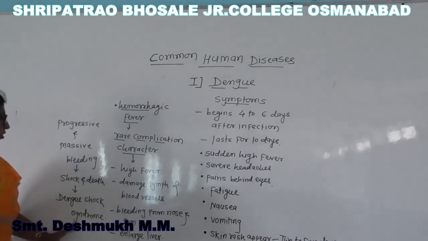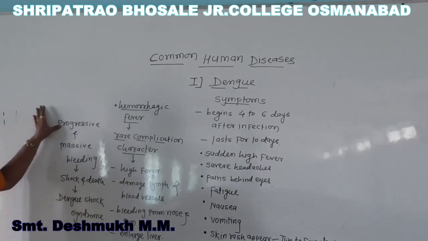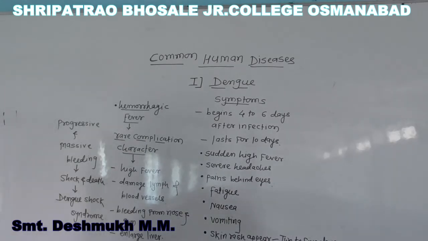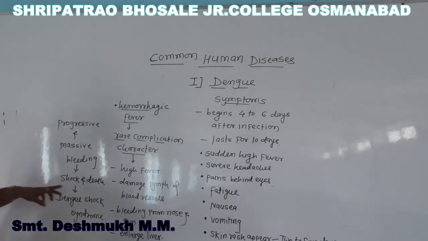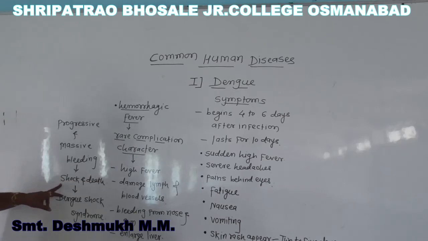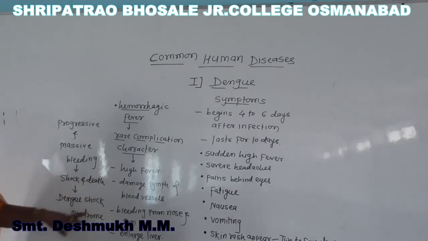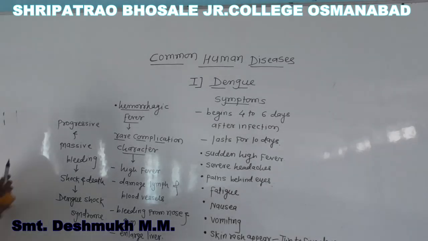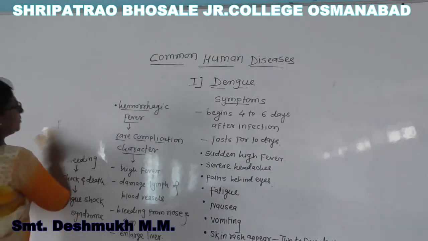What is dengue shock syndrome? The progressive and massive bleeding, shock and death is called dengue shock syndrome. Then next, treatment.